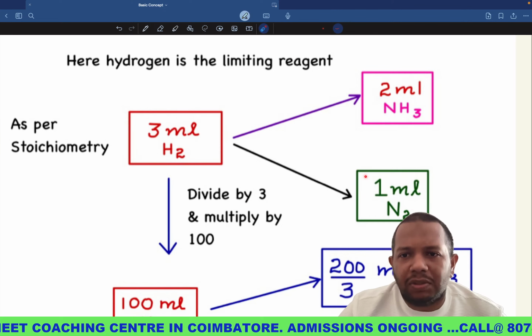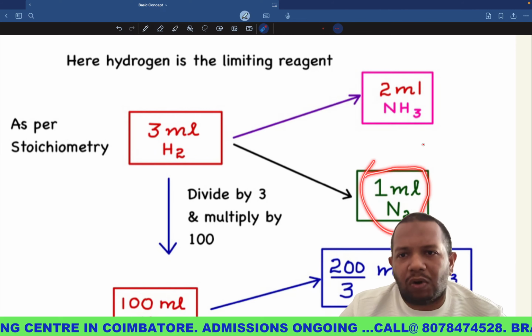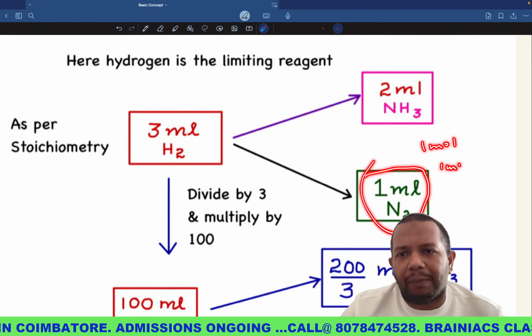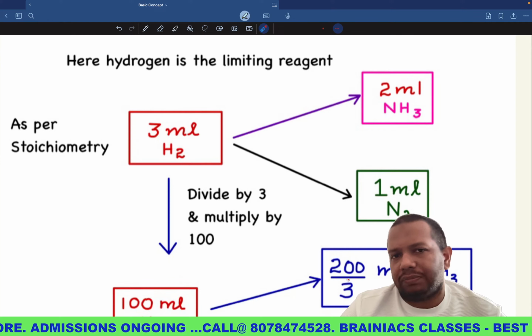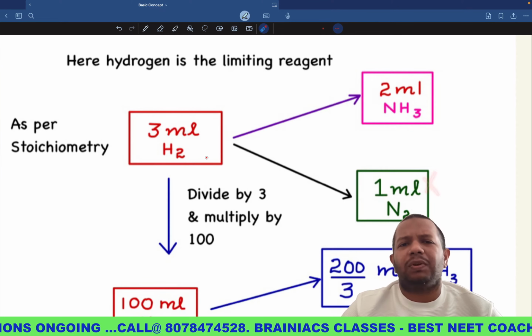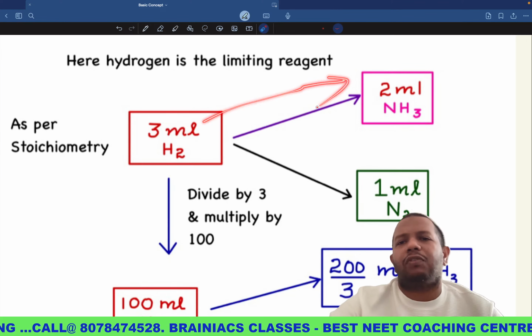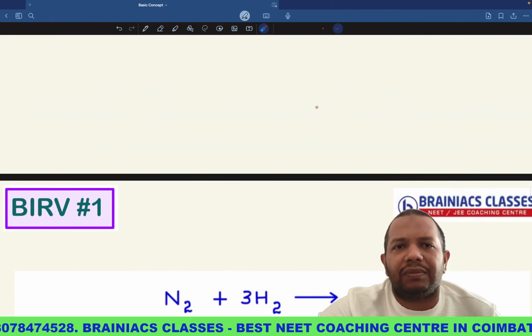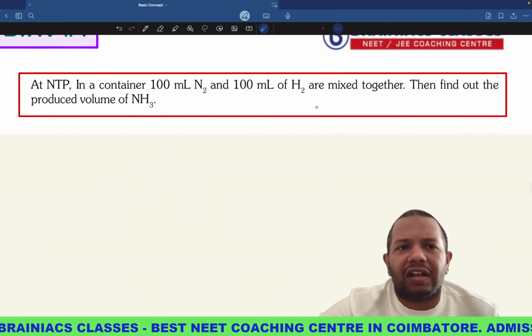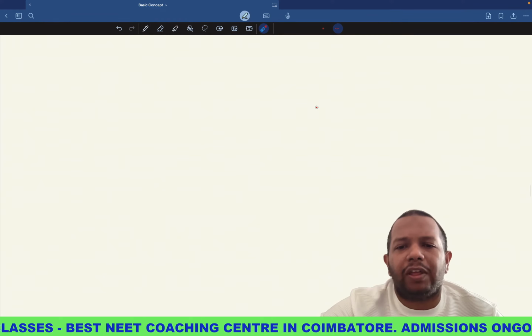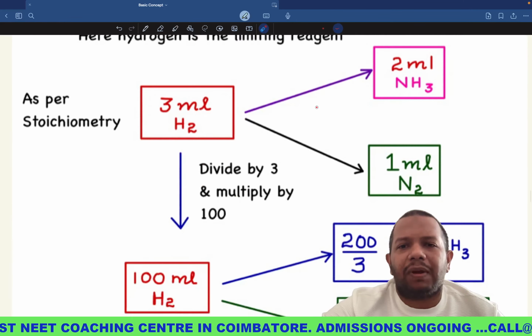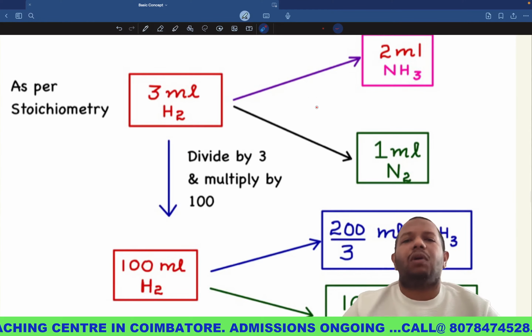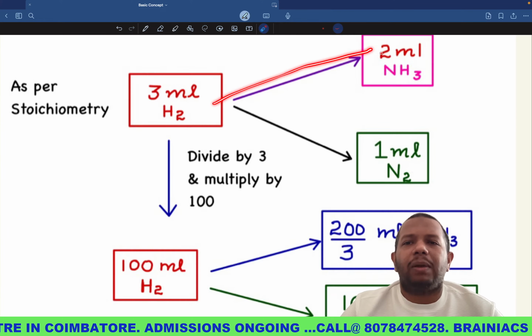And it needs how much ml of nitrogen? We know that 1 mole is again equivalent to 1 ml nitrogen. Actually, we don't need to consider this because they are talking with respect to the amount of ammonia that is formed in the question. If you read the question, they are asking to find out the produced volume of ammonia. So that is for learning purpose only I have written that. So 3 ml can give 2 ml of ammonia.